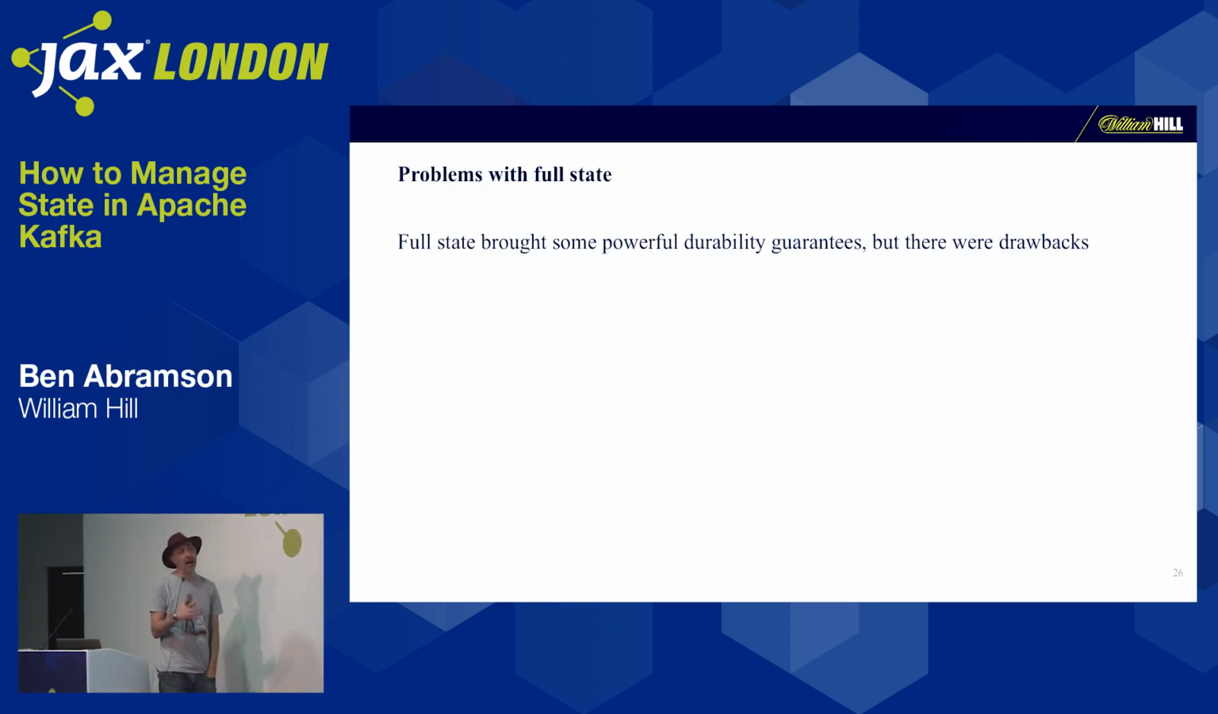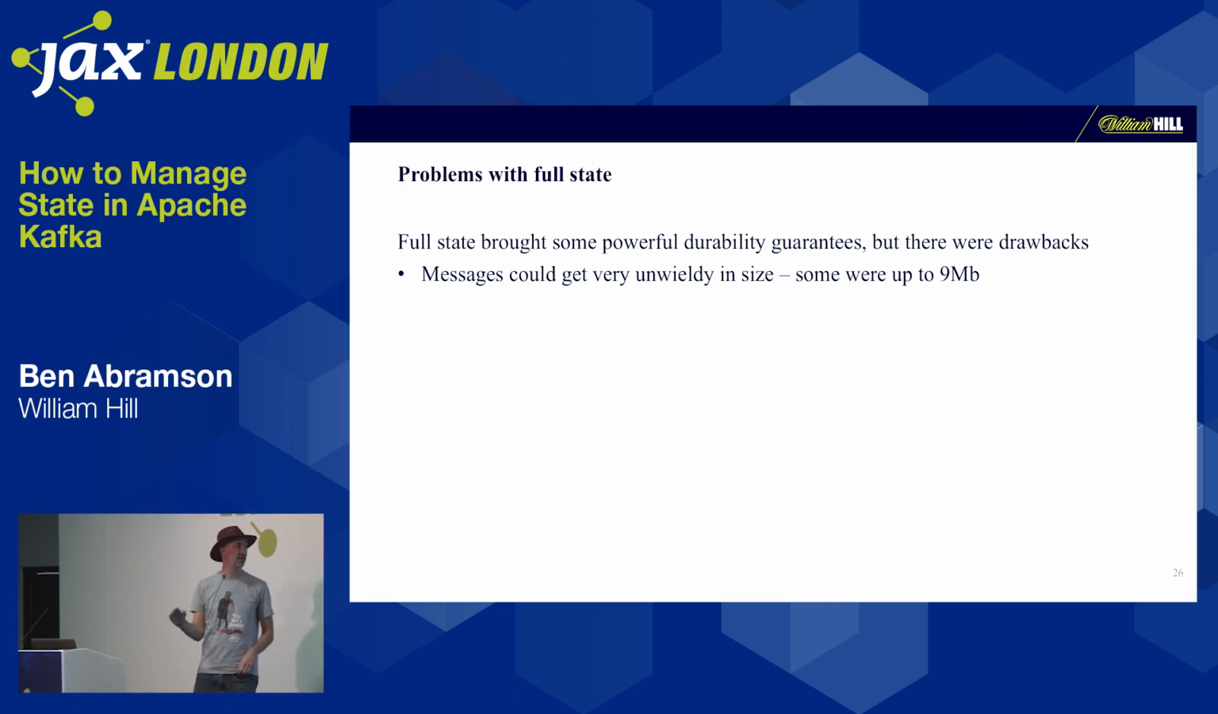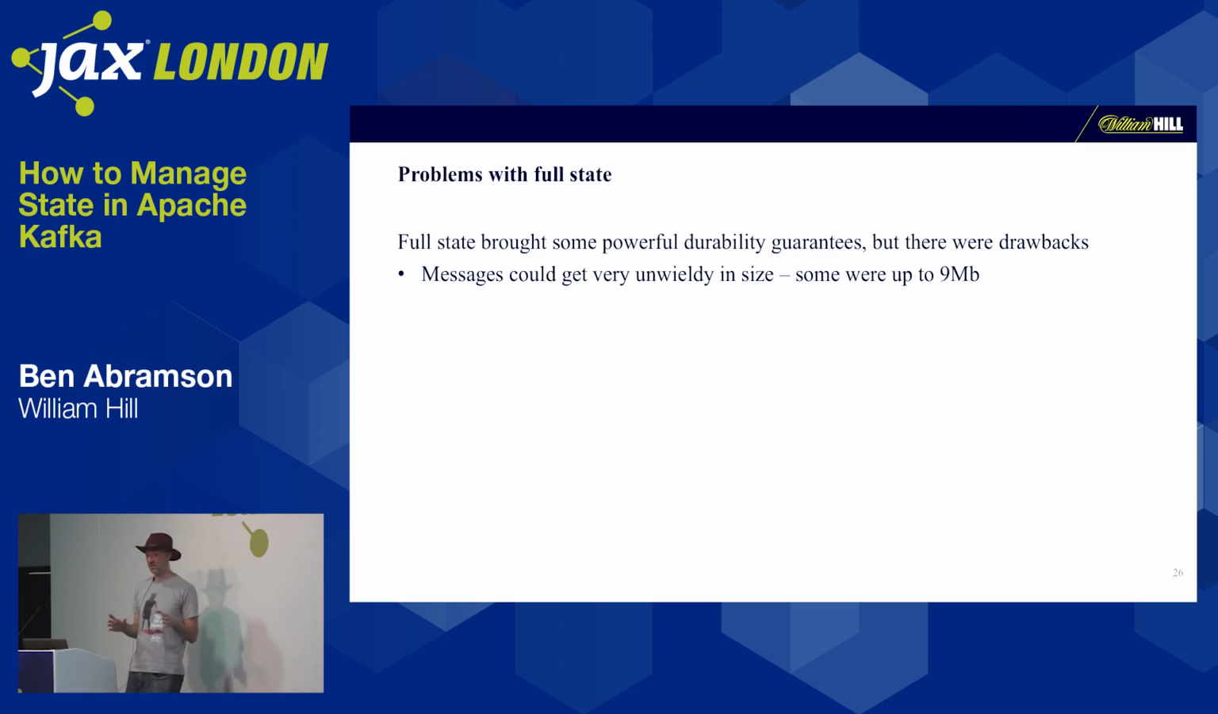So while we had those powerful durability guarantees, we did experience some drawbacks. One is messages can get really big. And anyone who's worked with Kafka will know that 9 meg for a message is crazy. Particularly our Premier League games, where we have lots and lots of markets, lots of in-play markets, lots and lots of things happening, they could get very, very big. And 9 meg is crazy big, because the Kafka system I worked on before this, the messages were 14 bytes. So it's quite a step up.